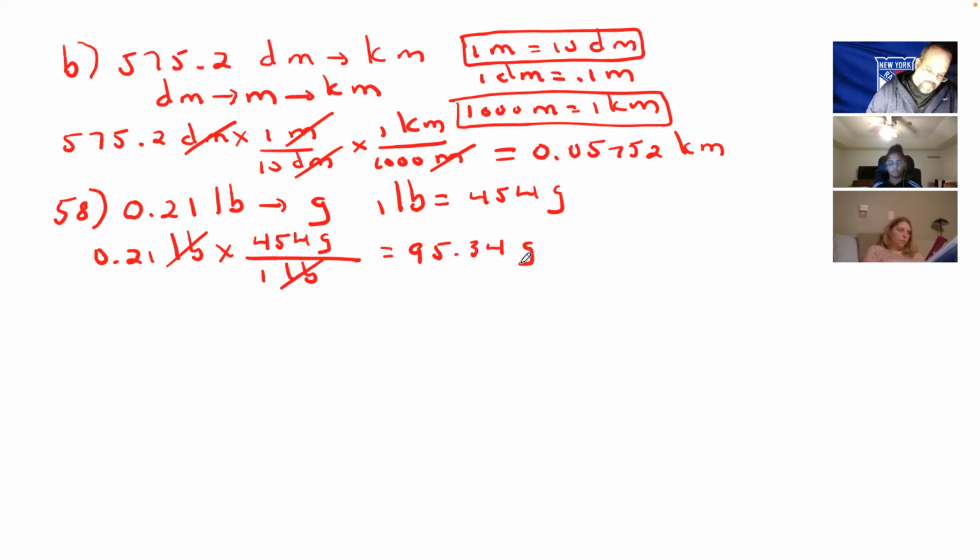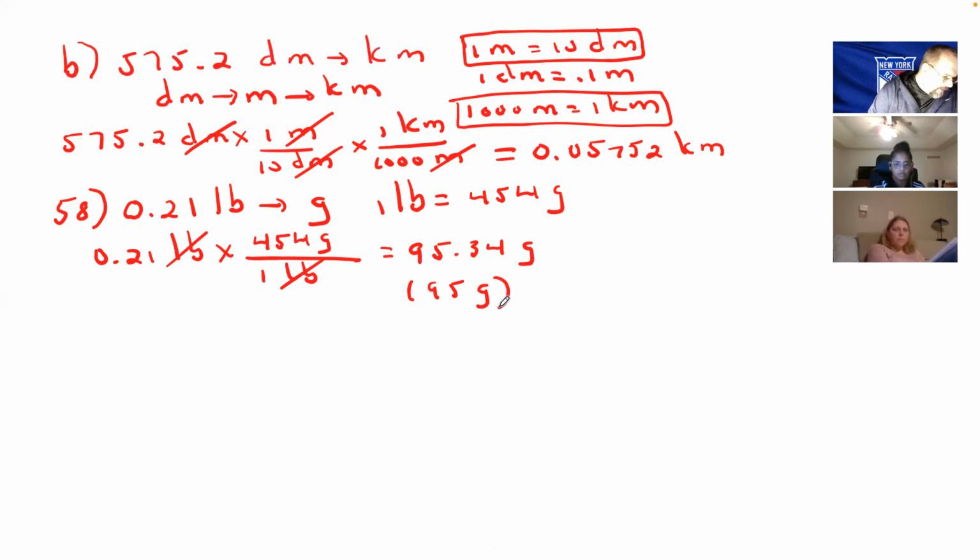95.34 grams. Now, if the question does say to the right number of significant figures, it would all be about the 0.21. And since we're multiplying and dividing, then our answer would only have 2 significant figures. So if we were looking at the significant figure part, then I would technically write the answer as 95 grams. But to me, 95.34 should be acceptable as well.